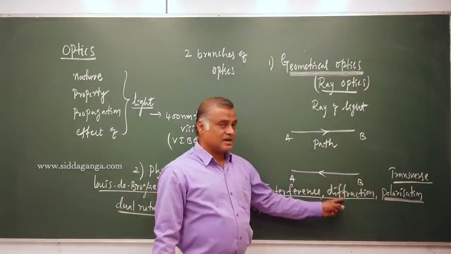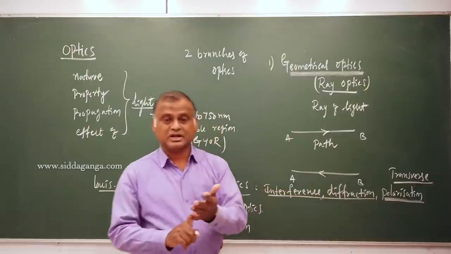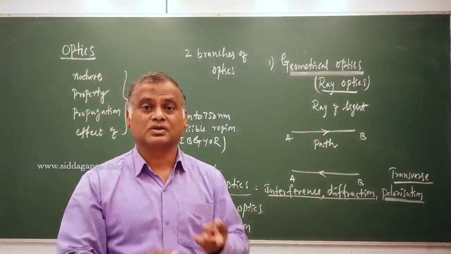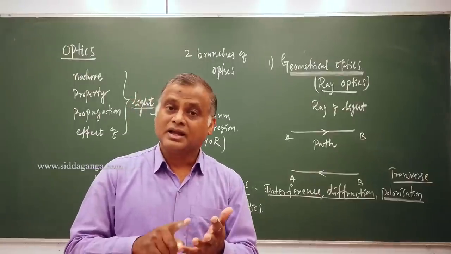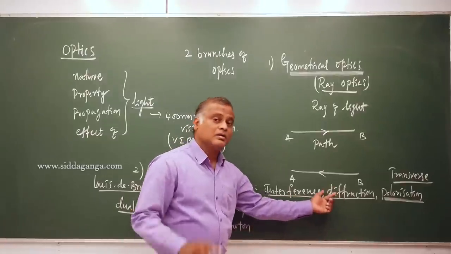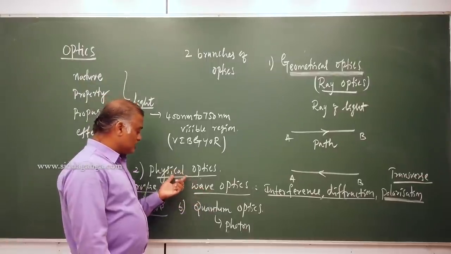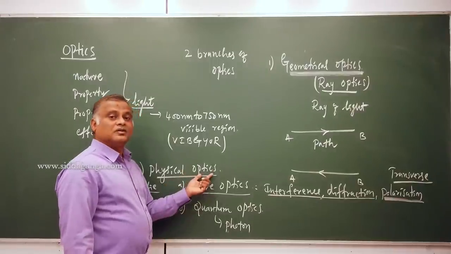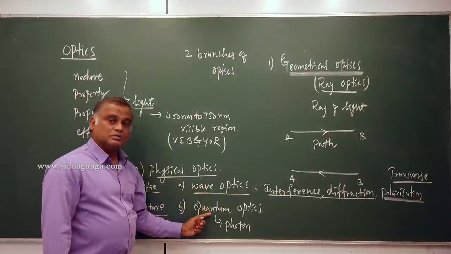But interference and diffraction, where you have modification of light energy, are exhibited by both sound waves and light. The best example is beats, which you learned in first PUC, and interference of light. That can be studied in detail by considering light as a wave. In physical optics, we talk about the nature of light, meaning it can behave as a wave as well as a particle.